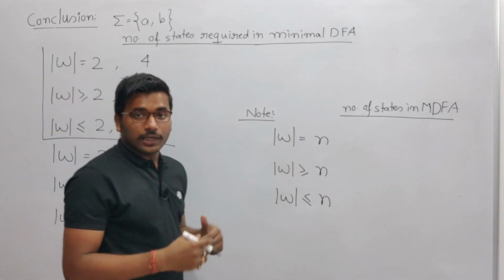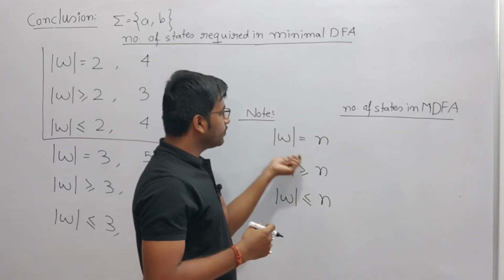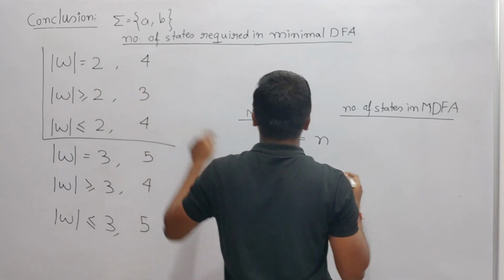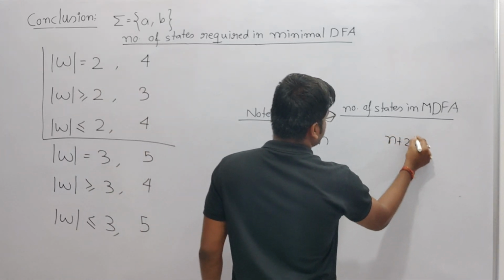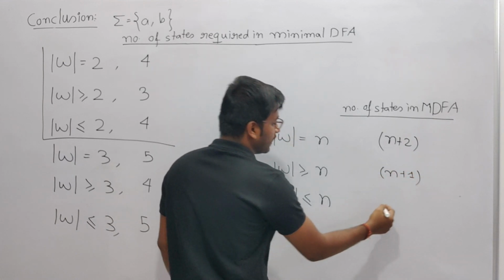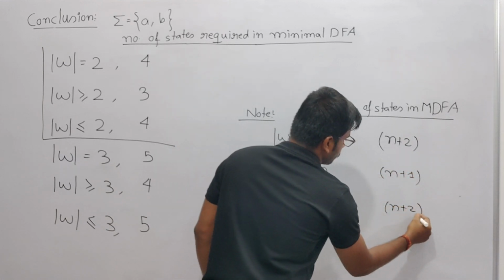So now in general, when the length of the string is, I am assuming, n, how many states will you require? For equal to n, it is n plus 2. When it is greater than or equal to n, it is n plus 1. When it is smaller than or equal to n, it is n plus 2.